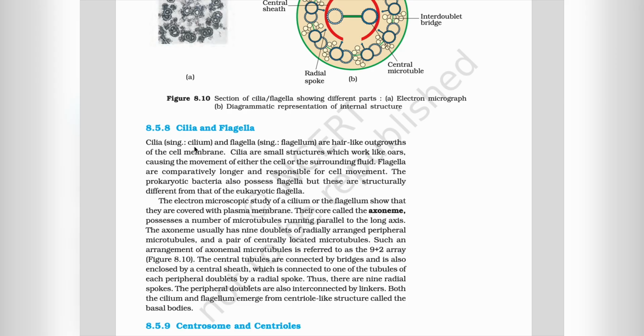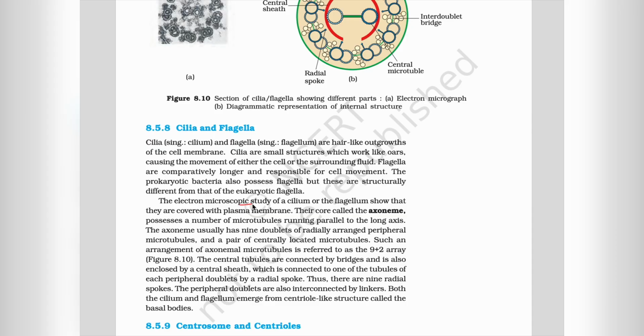Cilia and flagella. Cilia, singular cilium, and flagella, singular flagellum, are hair-like outgrowths of the cell membrane. Cilia are small structures which work like oars, causing the movement of either the cell or the surrounding fluid. Flagella are comparatively longer and responsible for cell movement. The prokaryotic bacteria also possess flagella, but these are structurally different from those of eukaryotic flagella.